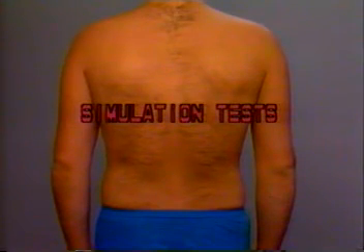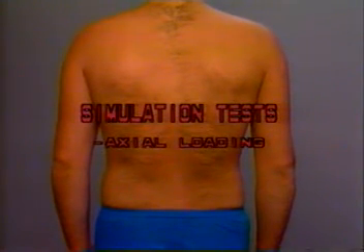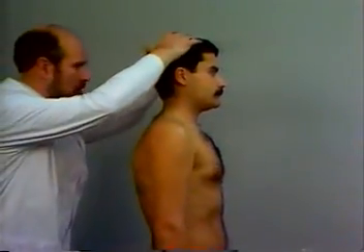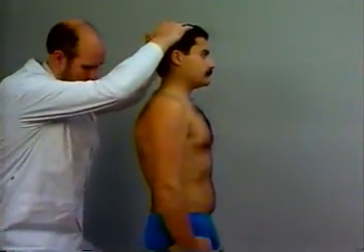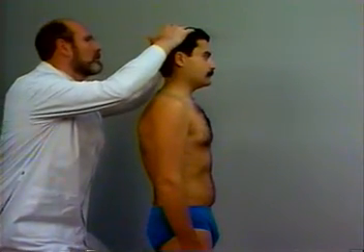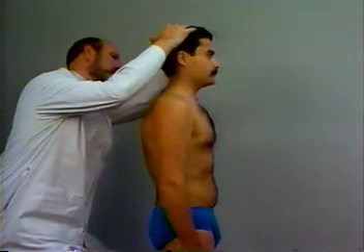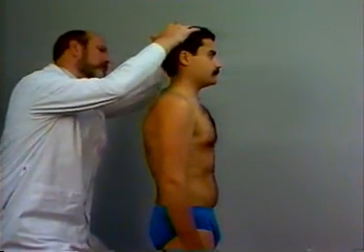Simulation tests. Axial loading, false rotation. The patient perceives that the lumbar spine is being stressed when in fact it is not, and therefore reports of increased low back pain suggest a non-organic influence. Vertical loading by compressing the occiput is unlikely to aggravate lumbar pain from an organic lesion. Neck pain, however, from occipital loading suggests organic cervical pathology.